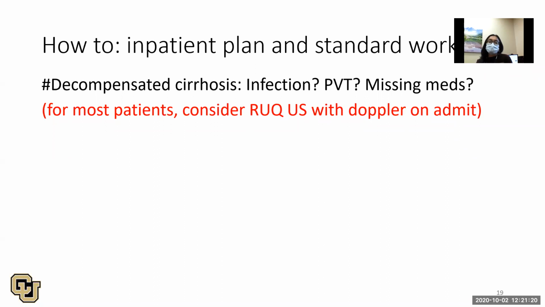But also for most patients, consider a right upper quadrant ultrasound with Dopplers if they haven't had one in really, honestly, like more than a week. And so if somebody gets admitted like every other day with ascites and you're doing paracentesis every other day, that may just be that their disease has progressed. But for most patients, it's valuable to have a right upper quadrant ultrasound to make sure they don't have a thrombus.